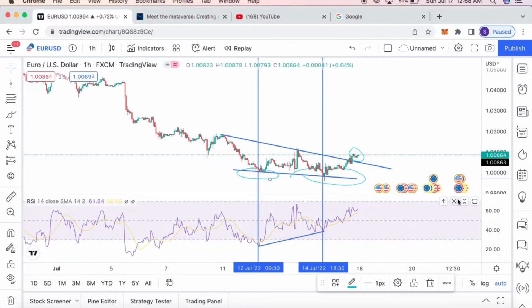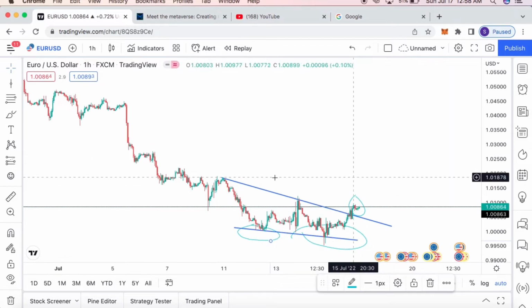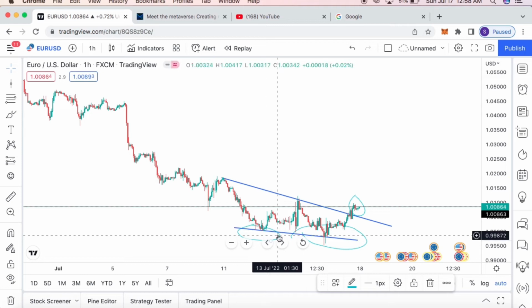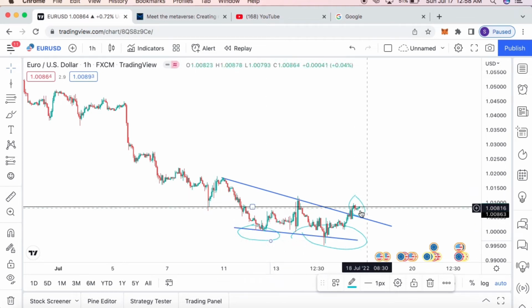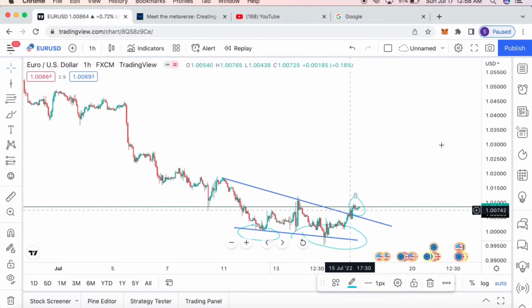You don't need to make multiple analyses. You don't need to complicate things, guys. Whenever you see such a pattern, a falling wedge, look out for divergence, look out for reversal signs, and then take the trade. So right now what we shall do is wait for the breakout at the neckline, breakout and retest, and then we take the trade.